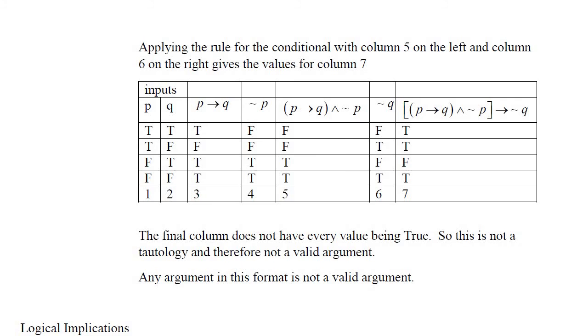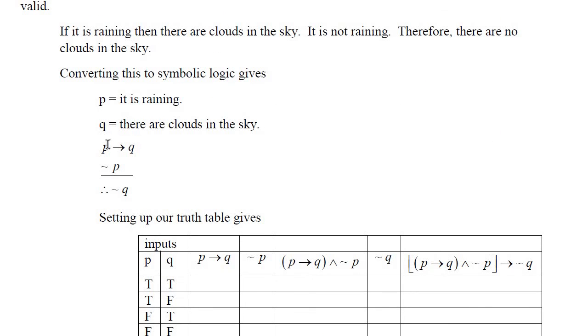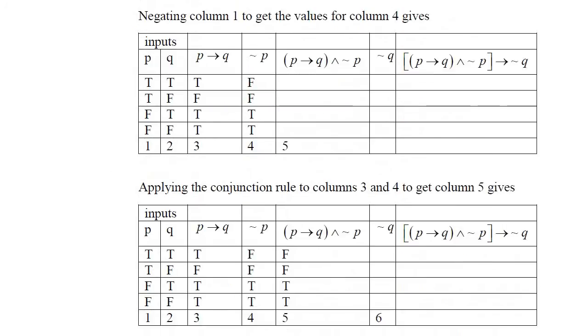So let's go back up and take a look at that particular format. Any argument in the format if P then Q, not P, therefore not Q, is not valid. And in fact I chose this one because this is a common fallacy, a logical flaw that I see when people make arguments. They'll say if P then Q, not P, therefore not Q, and that is not a valid conclusion from those hypotheses.